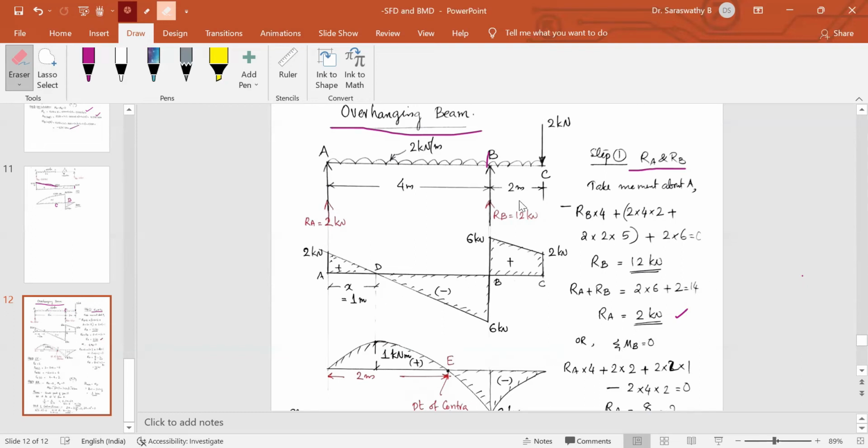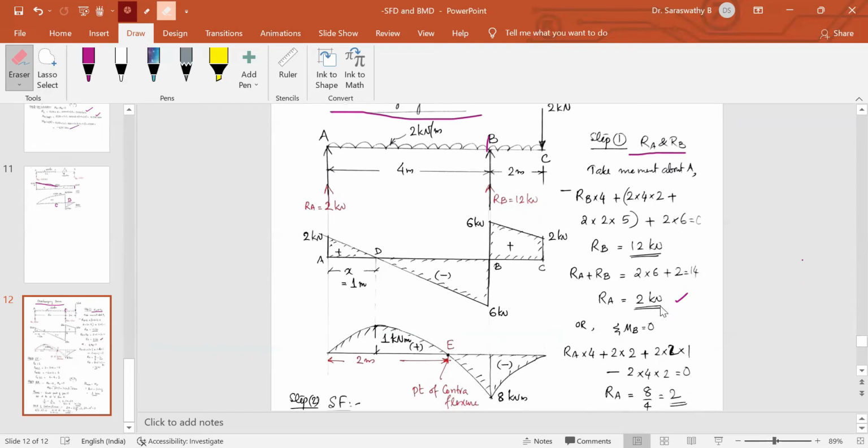Okay, so you have to find RA and RB correctly. Once you get RA and RB, mark it here as 12. Now we can easily write. There is no need for any help from FA. Shear force at A is 2. Draw a line 2 kilonewton.